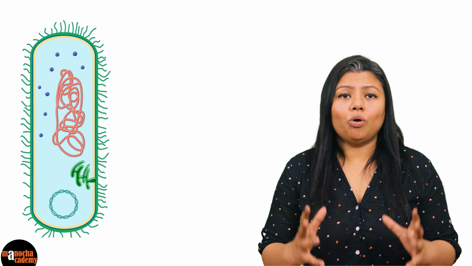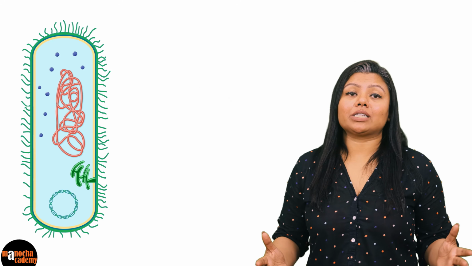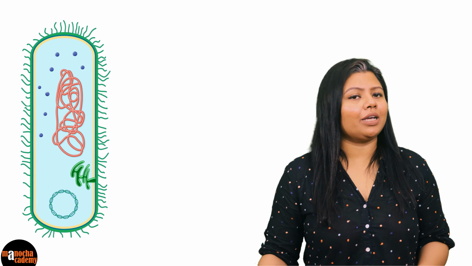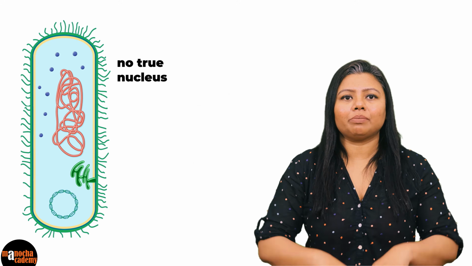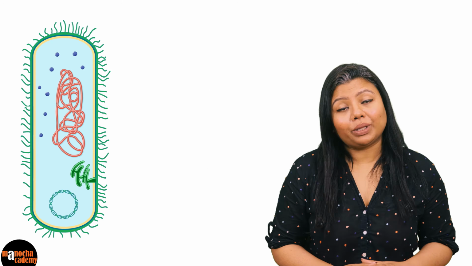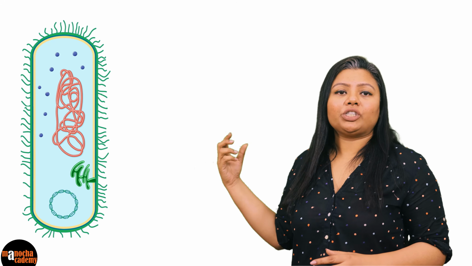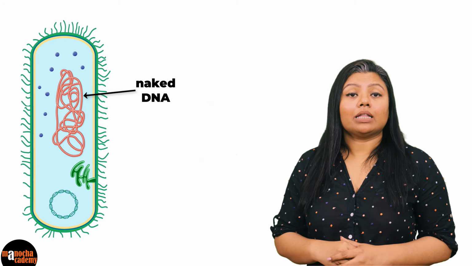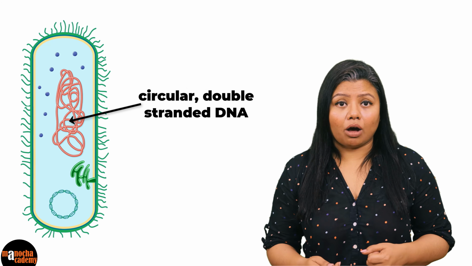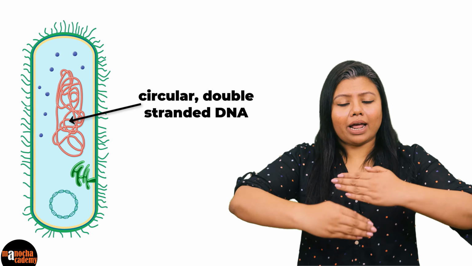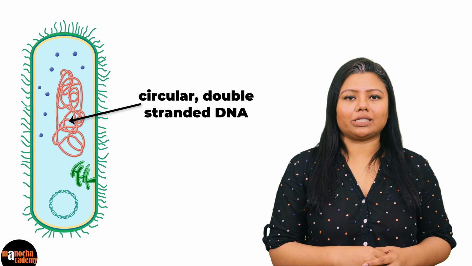Let us come to the most important part of any cell, its genetic content. As we have already discussed, bacterial cells are prokaryotic, so they do not have a true nucleus which is separated from the rest of the cytoplasm by a nuclear membrane. So what do they have? In the cytoplasm, there is a slightly more denser region which contains a naked DNA. This naked DNA is called naked because it is not coiled around any protein, or they do not have a scaffolding of protein around them like we see in case of eukaryotic cells.